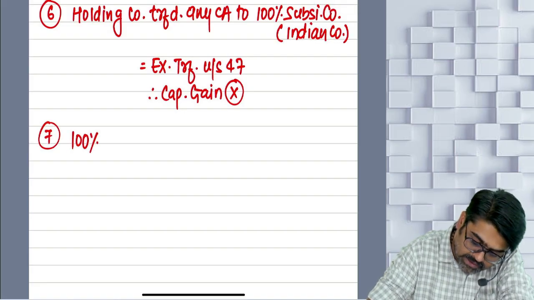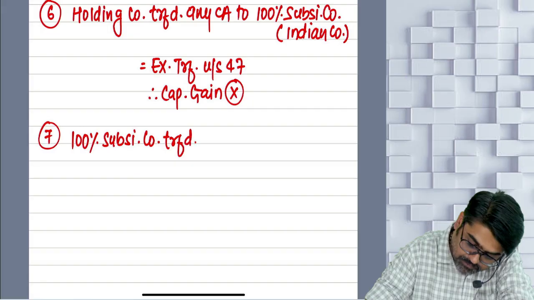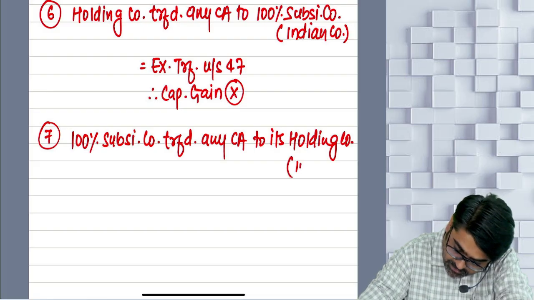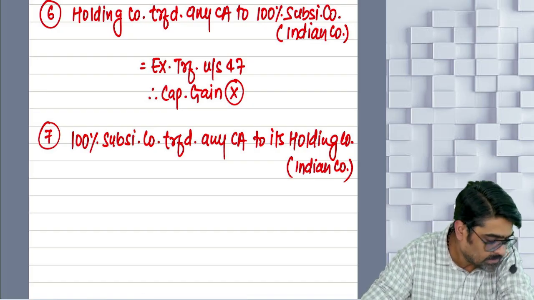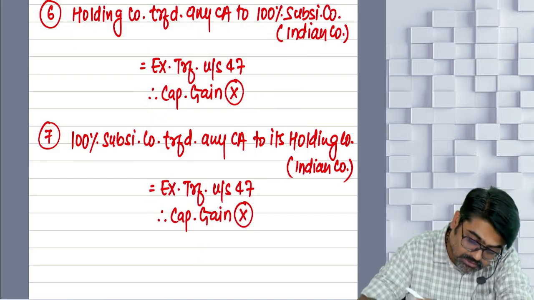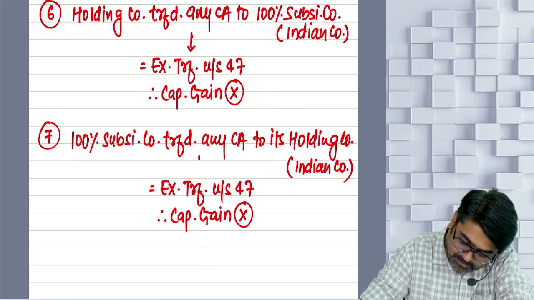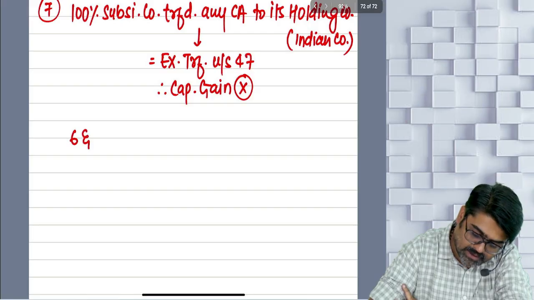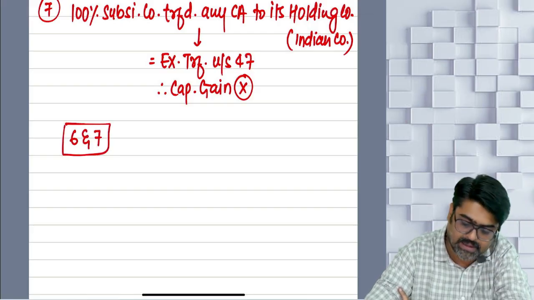Now this 100% subsidiary company has transferred any capital asset to its holding company. But the transferee company must be an Indian company. Then this transfer is also an exempt transfer. This transfer is exempt transfer. And point number 6 and point number 7, common point I am telling you.